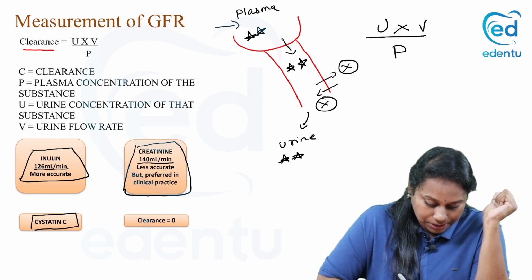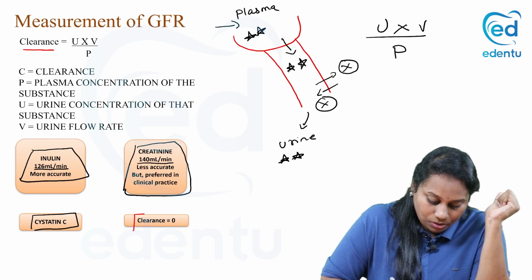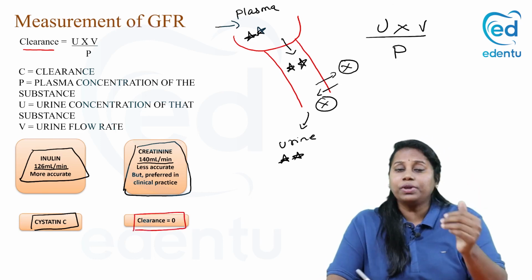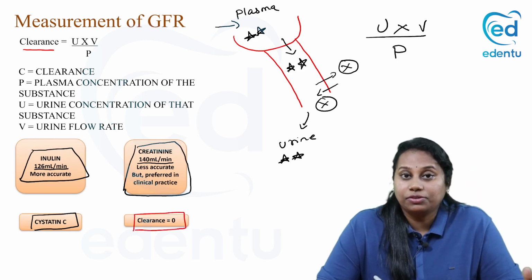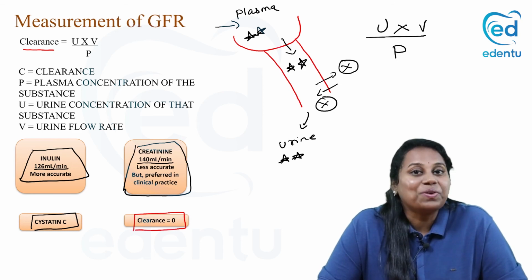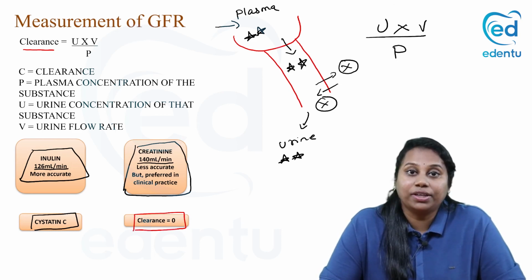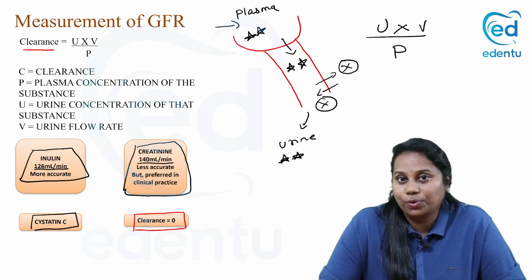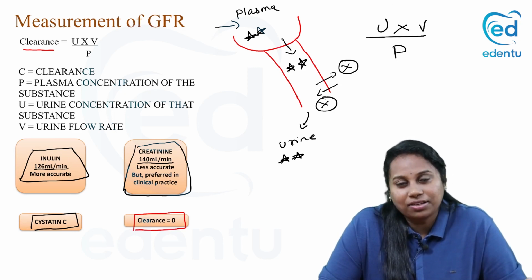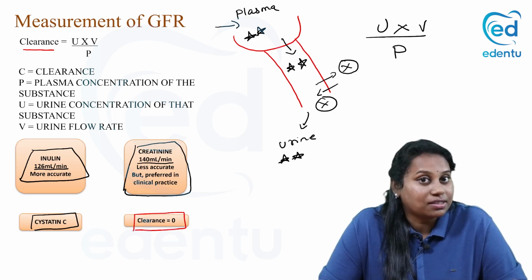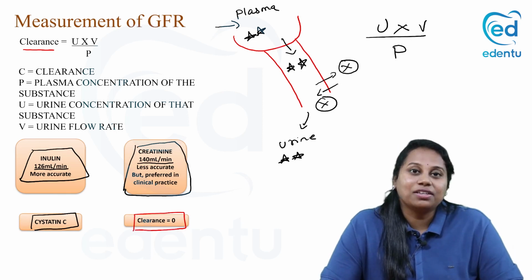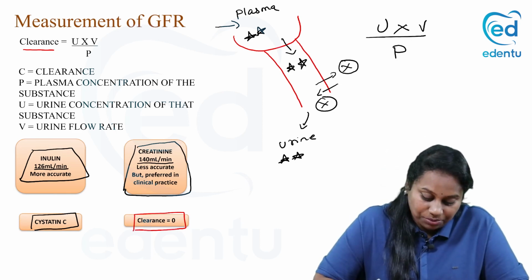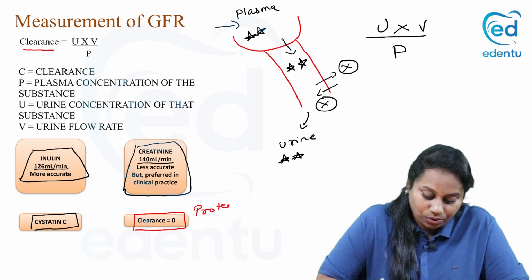And what is that substance which has clearance of 0? Or what do you mean by clearance of 0? It means the substance is not cleared at all in urine. That's why the clearance is 0. Can you guess which substance will have clearance of 0? We already discussed this. Yes, very good. It is your proteins. Proteins will have clearance of 0.